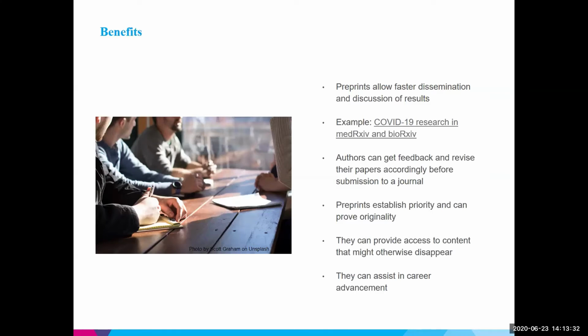The NIH actually encourages preprints in grant applications and reports. So they're already totally on board.